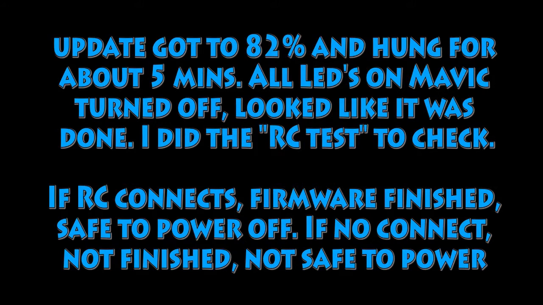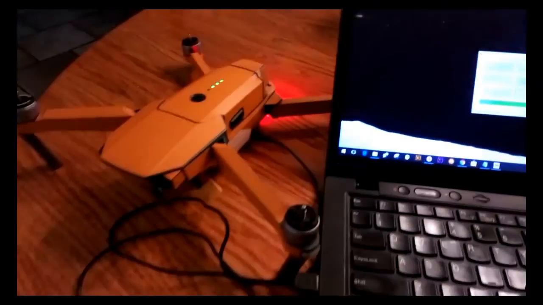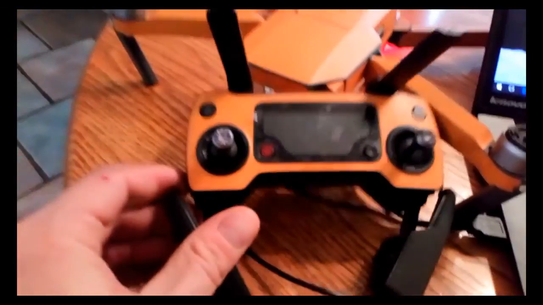And so in my case, it got to 82% and it hung for about 5-10 minutes. All the LEDs had turned off and everything looked like it was basically done. So I decided to do what I call the RC test. Here's my phone. You can see here I've got Dumbledore. It's at 82%. I've got the thing set there, just updating.